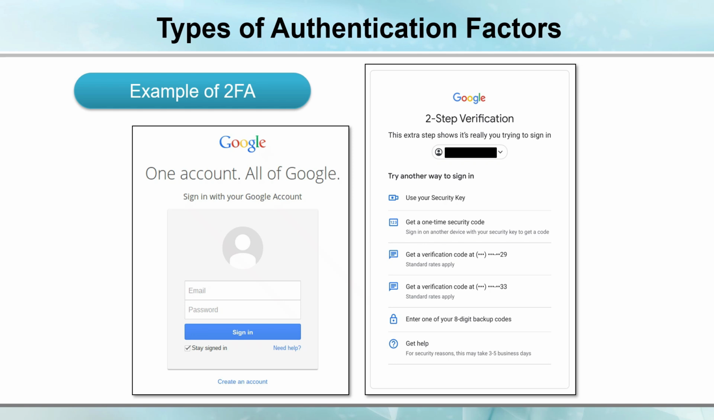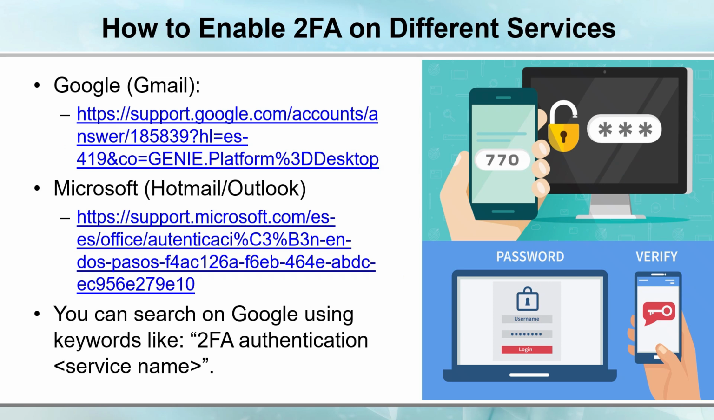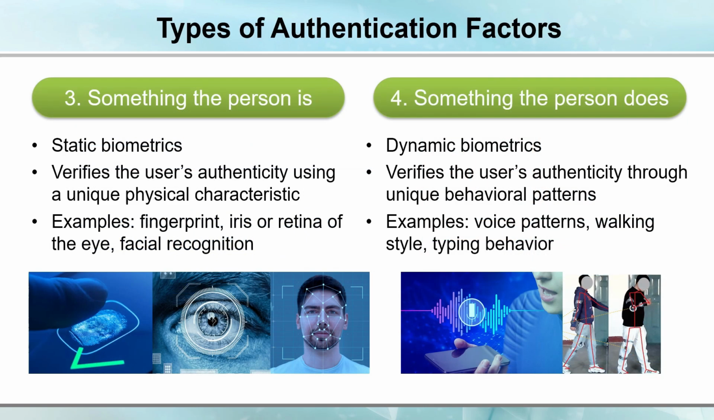Currently, there are many applications that allow you to generate codes for two-factor authentication. Among the most popular are Google Authenticator and Microsoft Authenticator, available on both the Apple App Store and Google Play. These apps work with almost any service that supports two-factor authentication. To enable it, you can follow the instructions provided on each service's official website or simply search for the setup process on Google.